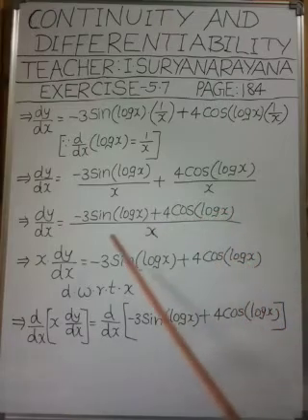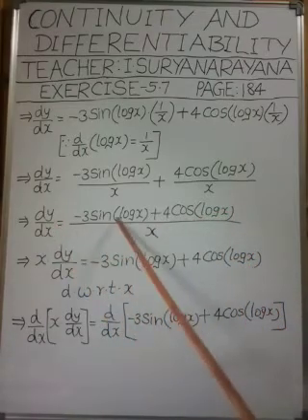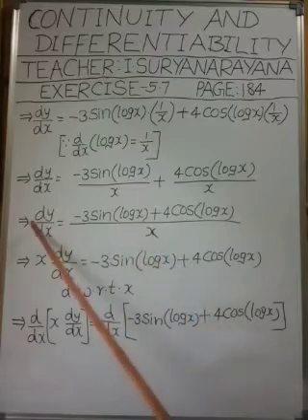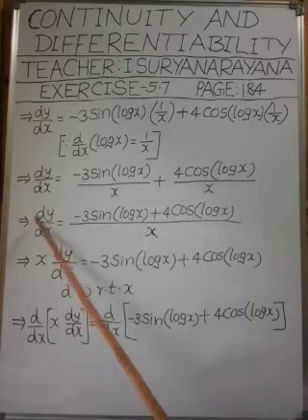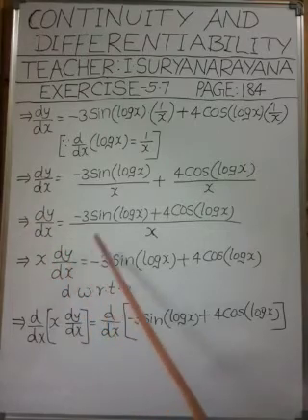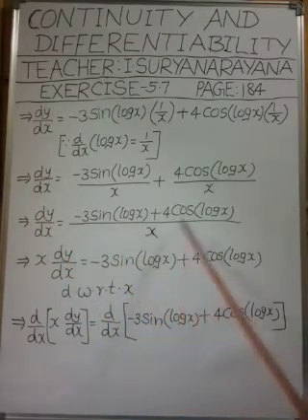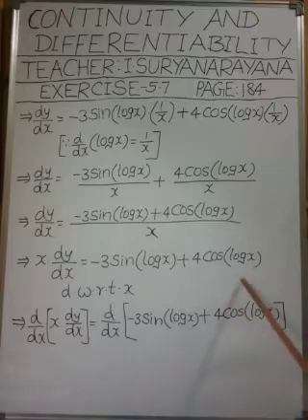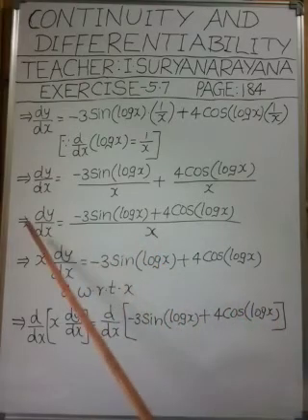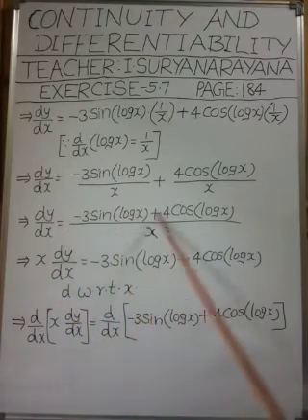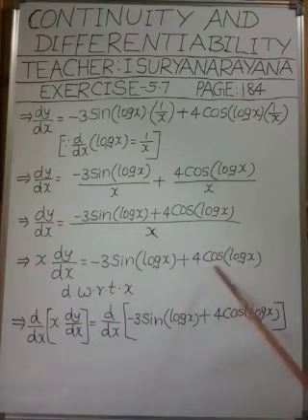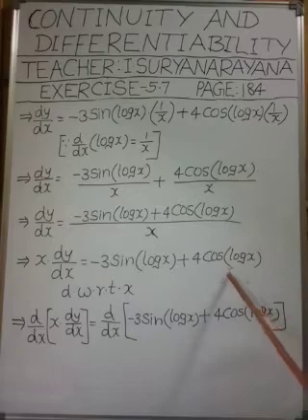Right. Now we take the cross multiplication. So we send this x to LHS. This implies what will you get? x into dy by dx is equal to minus 3 sin of log x plus 4 cos of log x. Just we have sent this x to LHS. Then we got this term in LHS. Then we write the numerator part as it is here. Understood this step, my children?